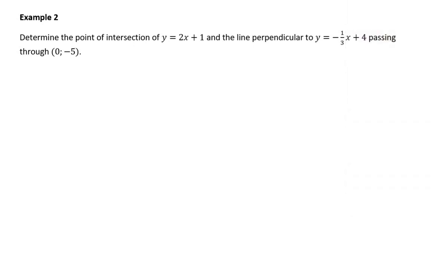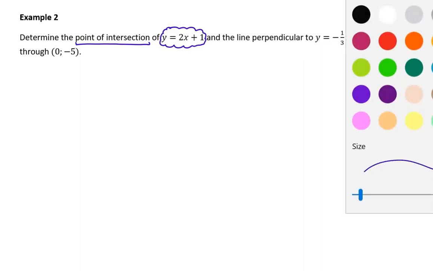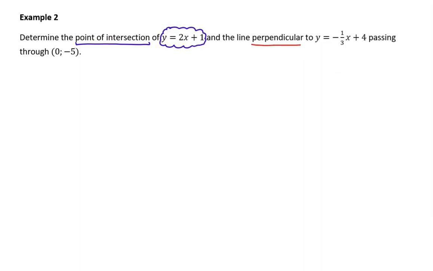So example 2 says determine the point of intersection. We're kind of revising functions here, and this does come up in analytical geometry a lot. So it says determine the point of intersection of y equals 2x plus 1. Okay, so that's one of the lines. And the other line is perpendicular to this line and passing through the point (0; -5).